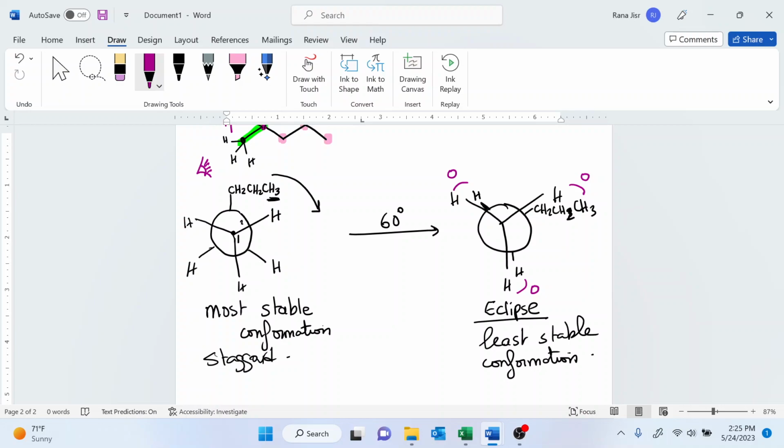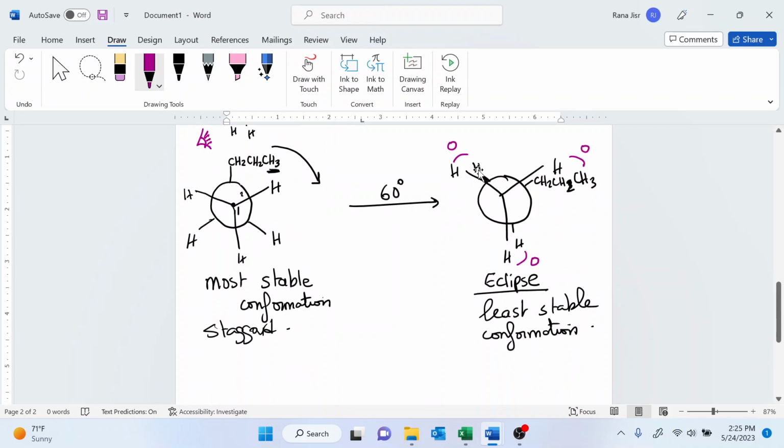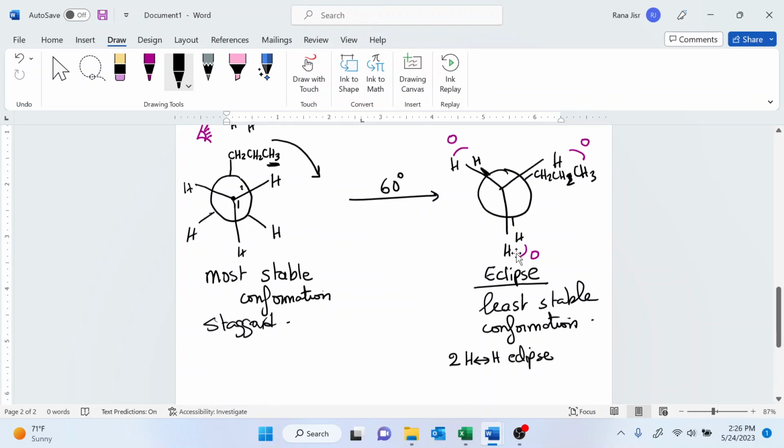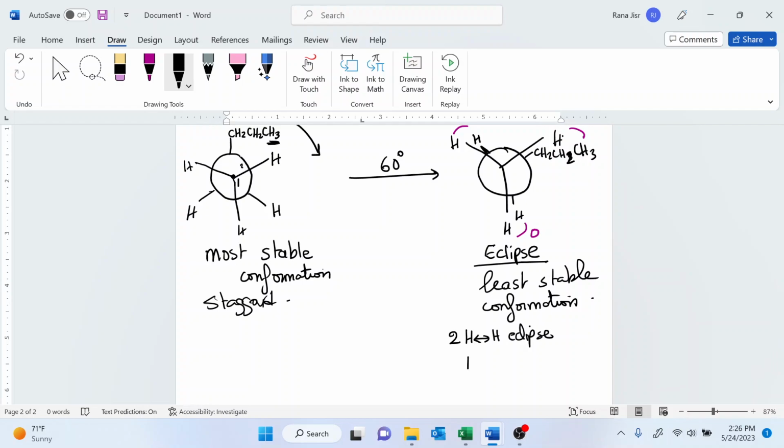So if I want to calculate the energy of this structure, there is a table with the values of the energy interactions between those groups whenever they become eclipsing each other. So over here I have hydrogen-hydrogen eclipsing, and I have two of them. I have two hydrogen-hydrogen eclipses, and then I have a hydrogen and an R group, which is a propyl group here, eclipsing.